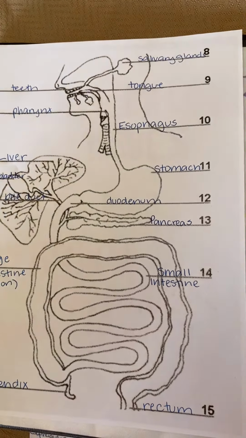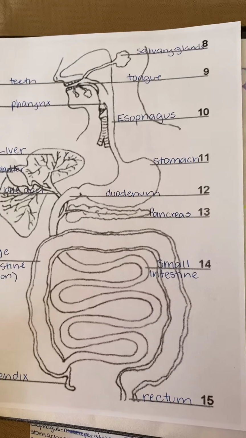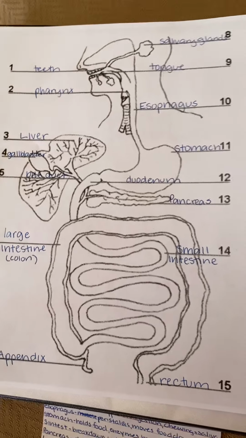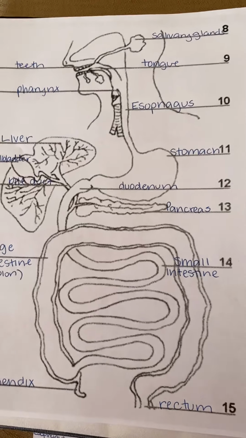The bile that goes into your small intestine is stored in the gallbladder, and it goes through the bile duct, and then it helps break things down.